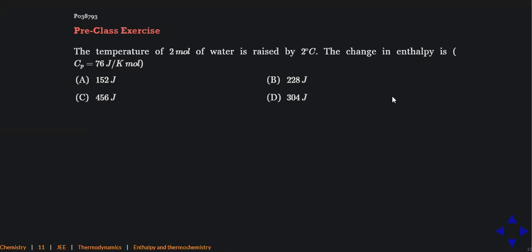nCpΔT. n is 2. Cp is 76, into, now, it is raised by 2 degrees centigrade, which means temperature change is 2 Kelvin, because when you talk about change, the change will be the same in degree centigrade and Kelvin. So the answer should be 304. Got it, everyone? Basic. Okay, it's D.